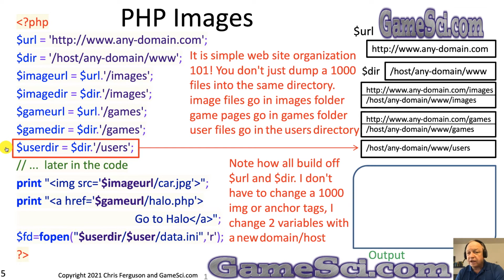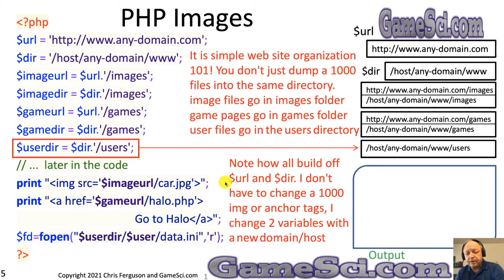$userdir equals $dir dot /users. It is simple website organization 101. You don't just dump 1,000 files into the same directory. Image files go in the images folder. Game pages go in the games folder. User files go in the users directory.